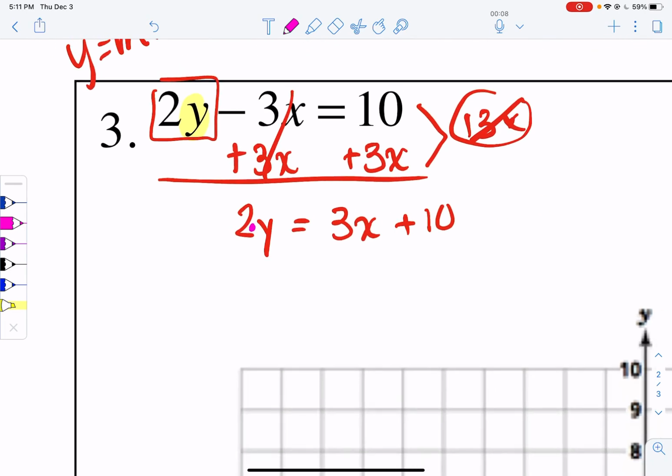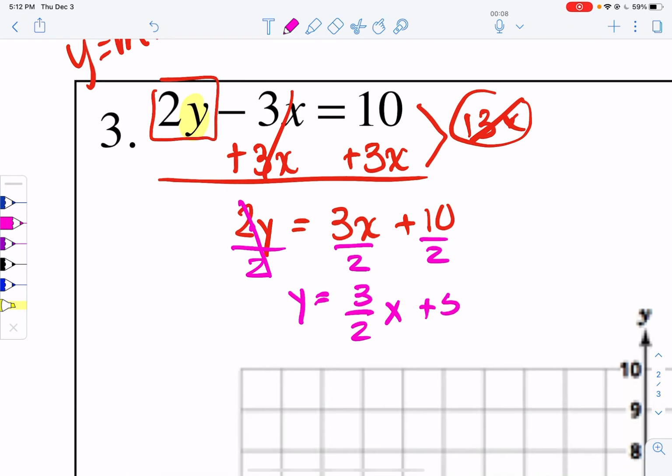When you don't see an operator, it's automatically multiplication. The only way to get rid of that multiply by 2 is to divide every single term in your equation by 2. So my 2's cancel, so I get y equals 3 over 2 x plus 5. That's the equation I want to graph.